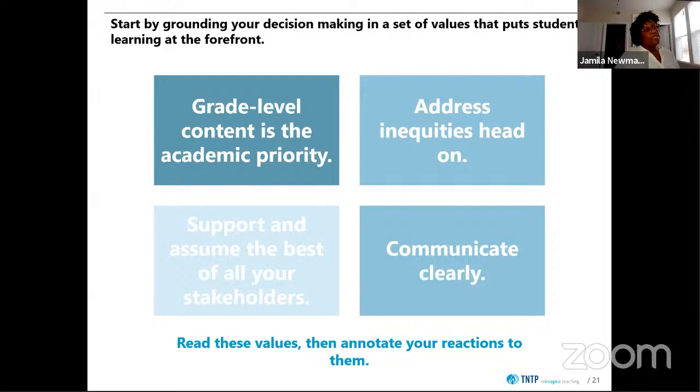And with that in mind, it's important throughout this entire process that we're simplifying our communication, that we're doing it frequently, that we're getting it out to all of our important stakeholders, and that we're communicating clearly about our needs and expectations for instruction during this time.